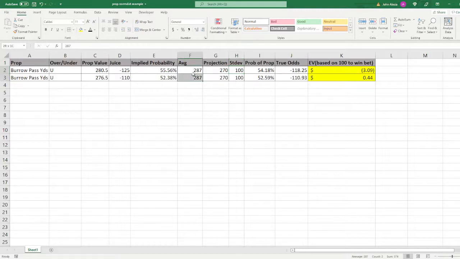Now, this average doesn't factor into my calculation. It's just something that I put in here because I want to see what his average is. If I was an under better, I was going to shade this down because his average is 287, but I feel like the Rams defense is stronger than the average defense, and I want to project him at 270.